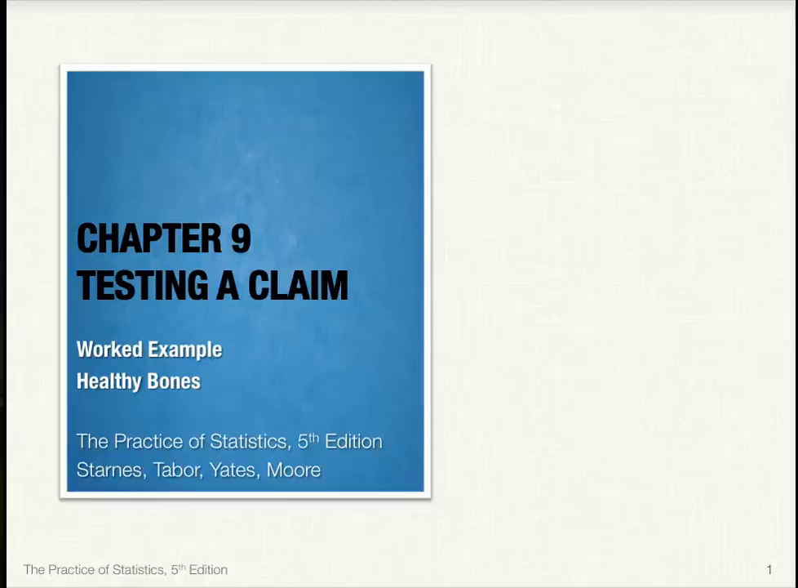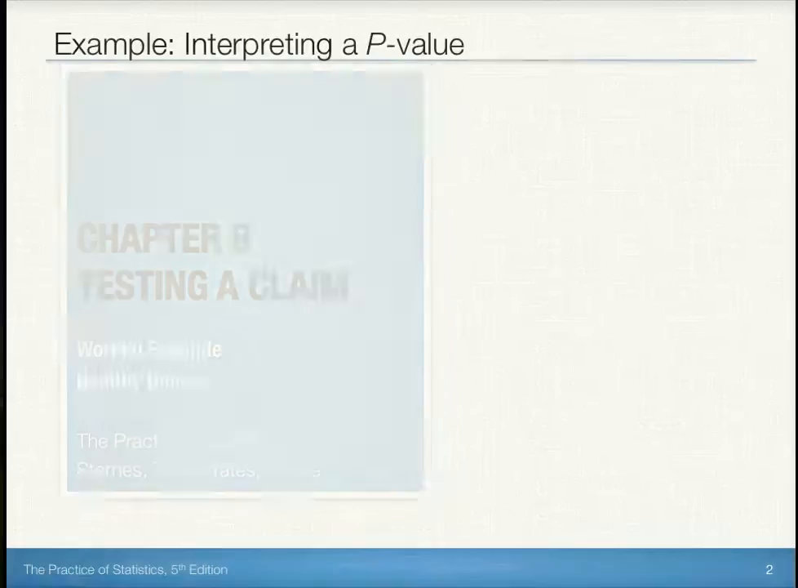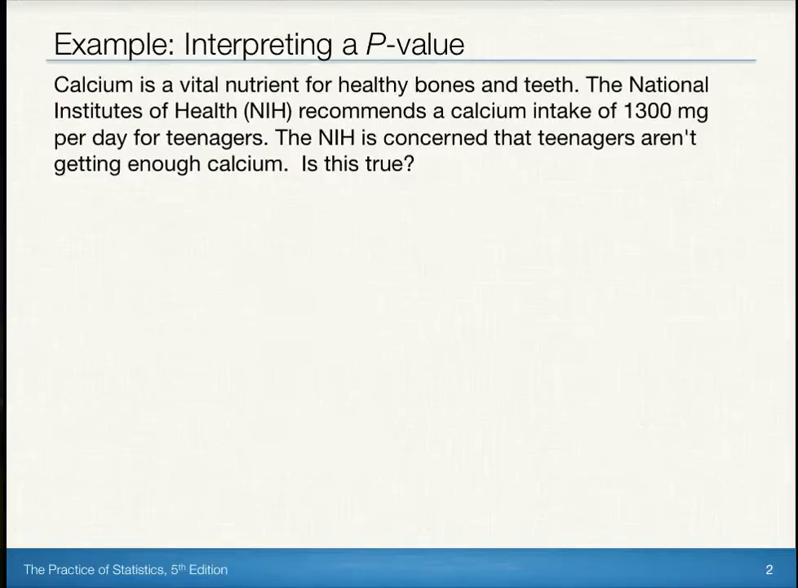In this example, we'll take a look at interpreting a p-value. Calcium is a vital nutrient for healthy bones and teeth. The National Institutes of Health, NIH, recommends a calcium intake of 1,300 milligrams per day for teenagers. The NIH is concerned that teenagers aren't getting enough calcium.